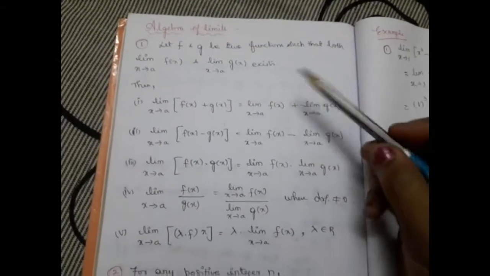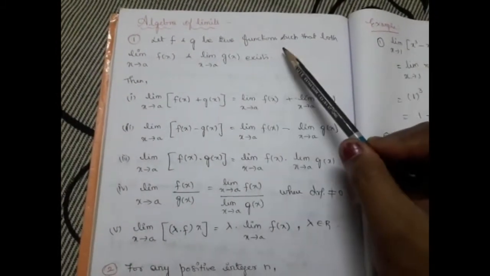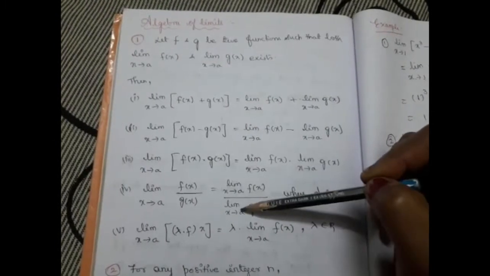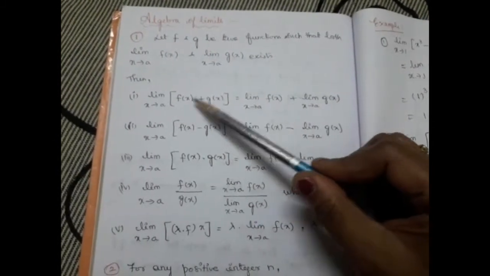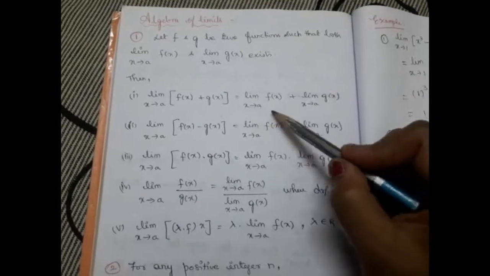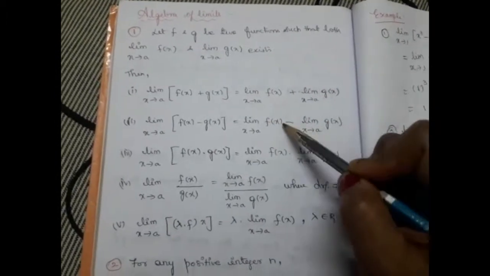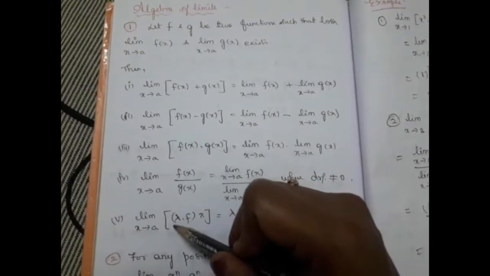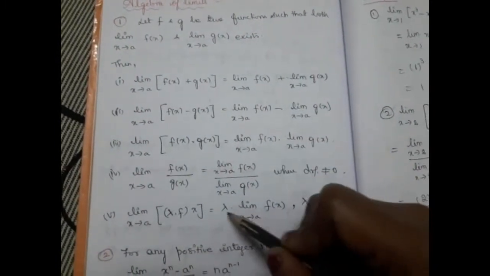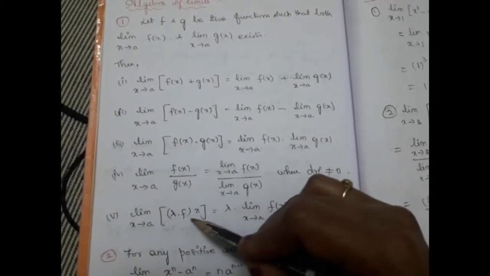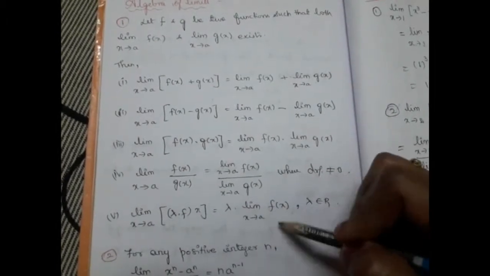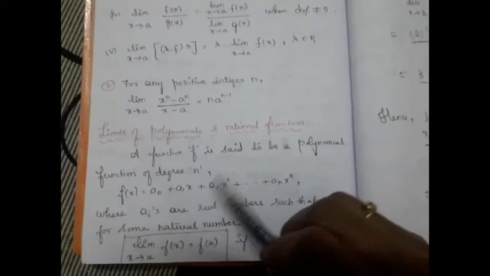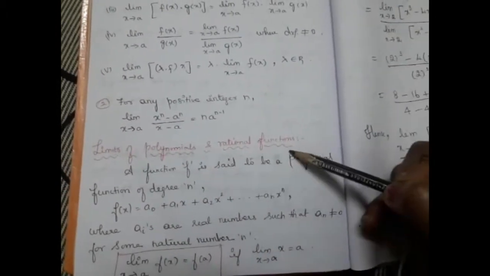Then we have seen algebra of limits. If there are two functions, then all the algebraic operations are true. Limit x tends to a, f of x plus g of x equals limit x tends to a f of x plus limit x tends to a g of x. Similarly for subtraction, product and quotient. And if lambda is any scalar, then limit x tends to a, lambda f of x is nothing but lambda into limit x tends to a, f of x. Right? Then we have seen limit of polynomials and rational functions.